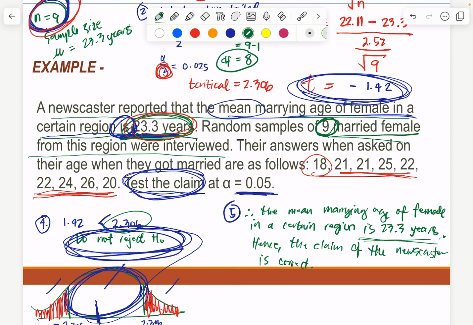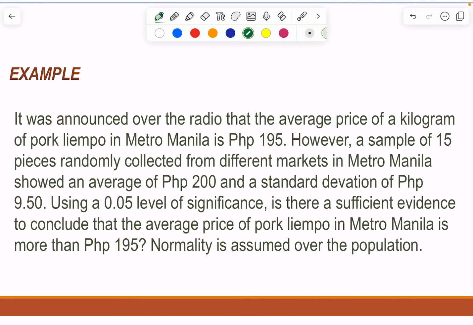So, maura dayon na imo ang conclusion. Okay na dayon siya. Okay, so let's have our last example for t-test.